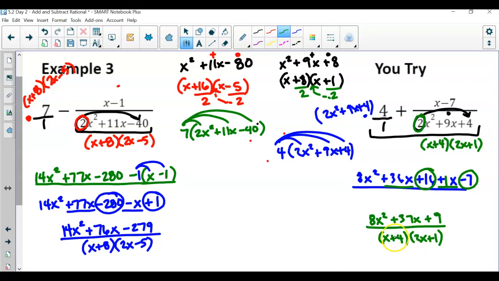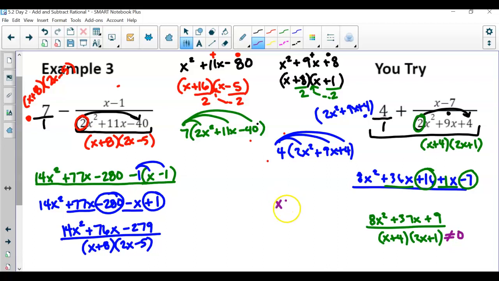And again, to show y'all the reason why I'm also rewriting this in factored form is if I wanted to know what makes this undefined. Remember, we don't need both the numerator and denominator. We just need to factor. We just need to know what makes the denominator equal to 0, because then that's what would make this undefined.